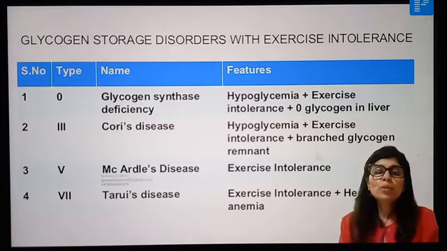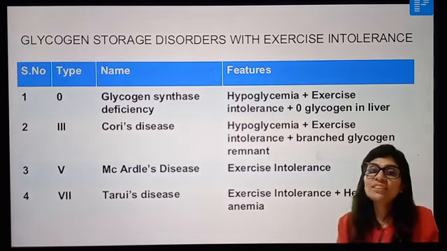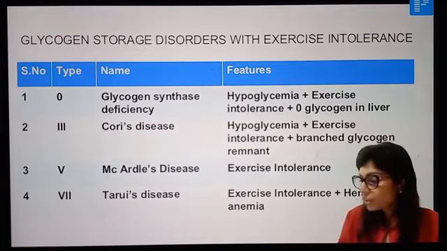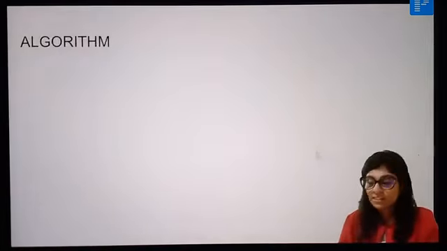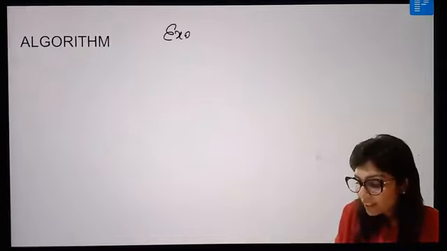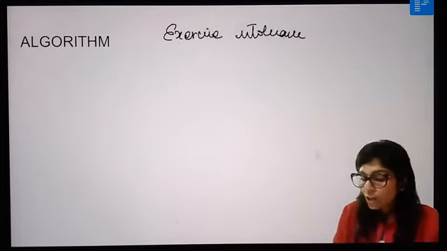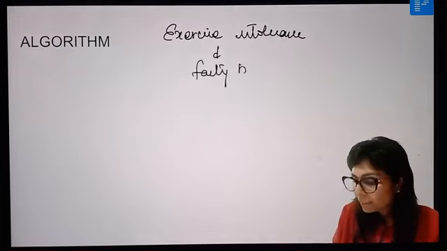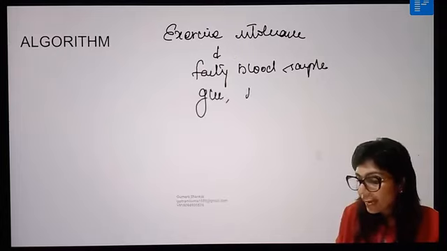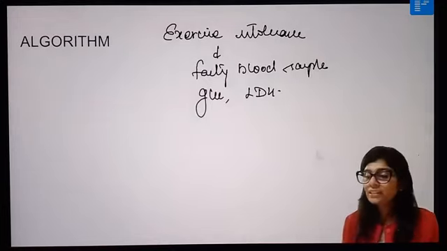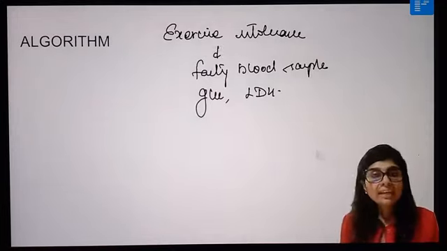Got it? So that's about the 4 disorders which present with exercise intolerance. So what are the 4 disorders? 0, 3, 5 and 7. So what is the mental algorithm that you will have for exercise intolerance? Whenever a mother brings a child with history of exercise intolerance, you're supposed to get a fasting blood sample, and in that fasting blood sample, you estimate glucose and LDH. Right? Collect fasting sample and estimate glucose and LDH.